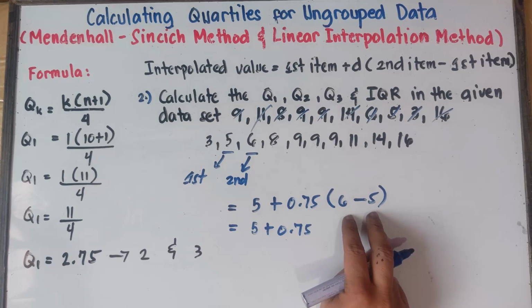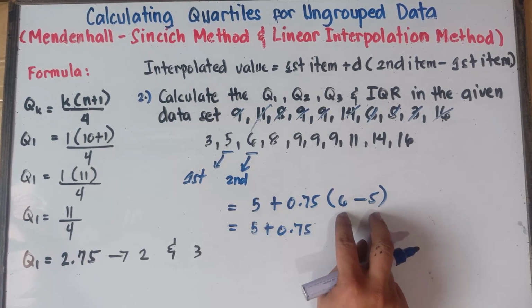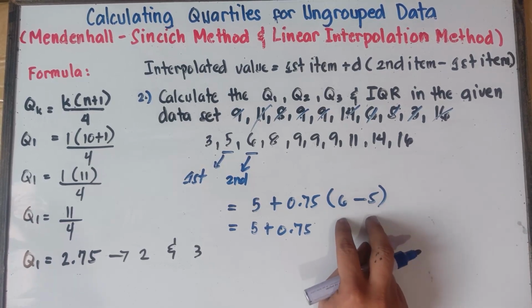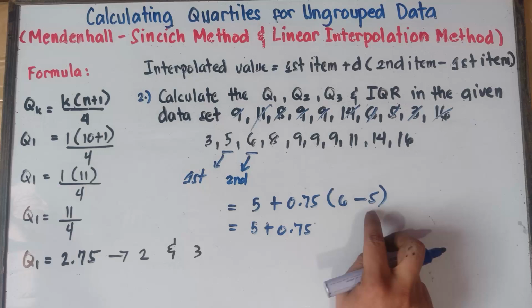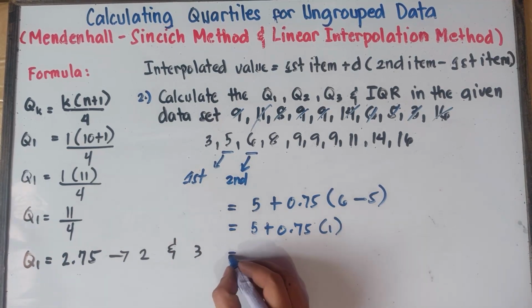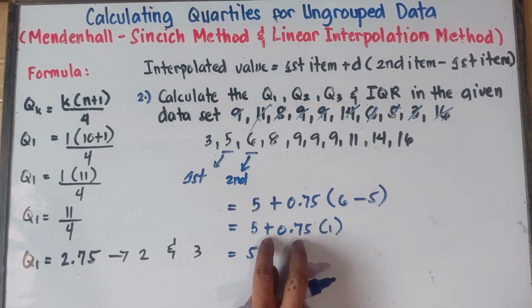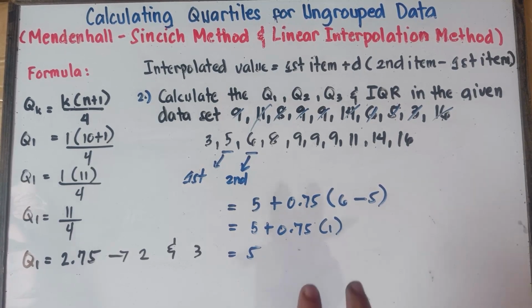Simplify this one first. Once again, class, do not add this one, because you have this parenthesis. Parenthesis comes first. Always follow PEMDAS. 6 minus 5, that would be 1. Alright, so therefore, class, simply multiply this one. So this will be 5. Copy 5. Never combine this one, class. You will commit a mistake, because you have multiplication.